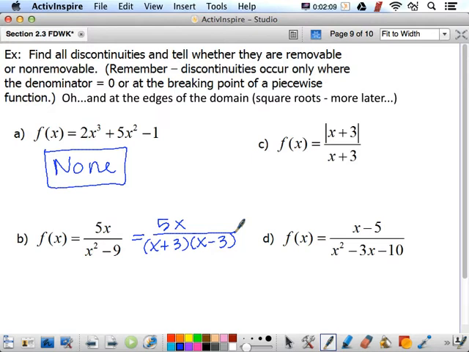So like if I plugged in positive 3, I would get 15 over 0. If I plugged in negative 3, I would get negative 15 over 0. A hole will show up as a 0 over 0, not a non-zero number over a 0. So those are both vertical asymptotes. And because of that, we say that they are both what type of discontinuity? Non-removable. Right. Only a hole is removable.